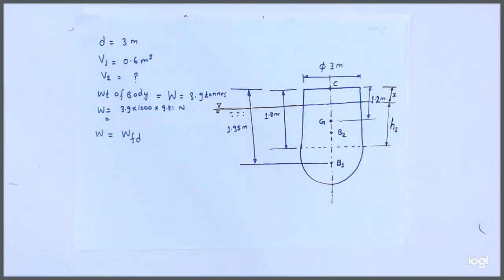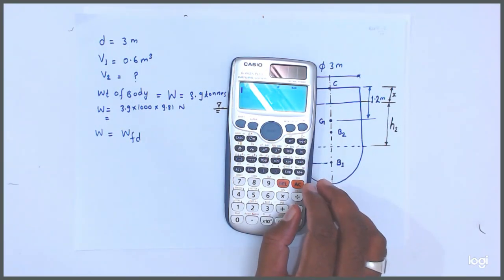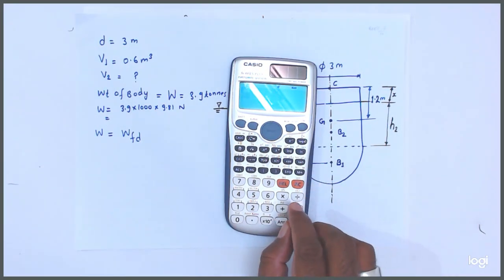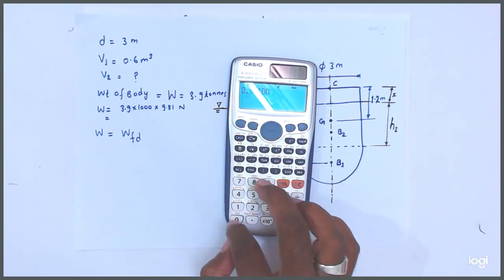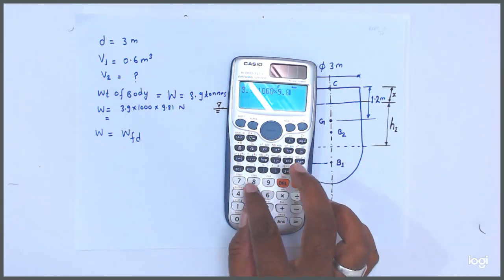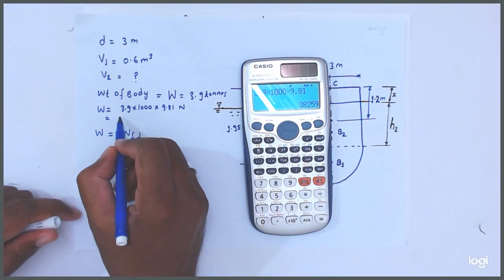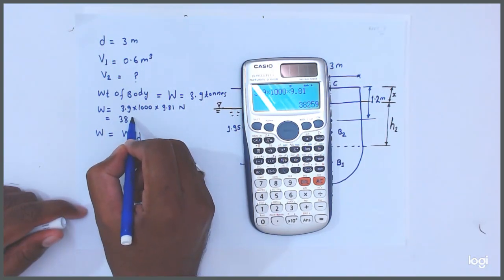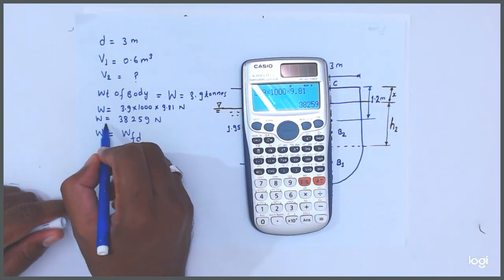So what is the value here? 3.9 into 1000 into 9.81. Okay friends, so it will come here this 38259 Newton. Any doubt friends?